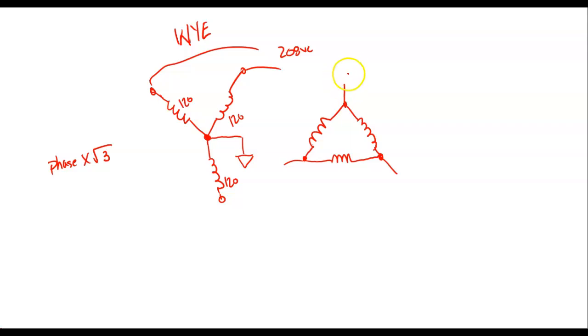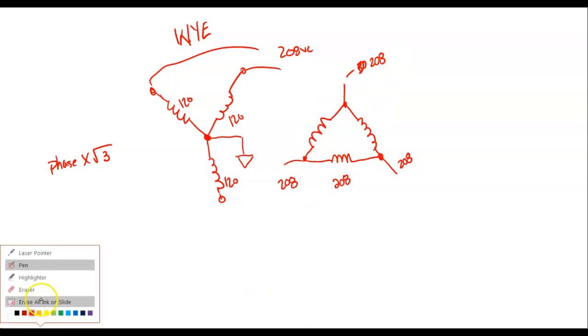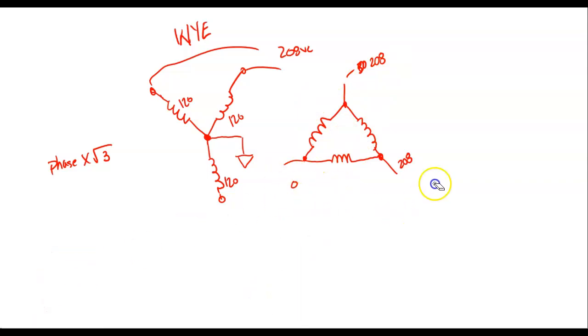Over here, if this right here is 208, this right here is 208, oops, sorry, 208, and this is what we get. In fact, we don't get that. It's not times the square root of 3. The standard, what we do is 240, 240. These usually run on even numbers.